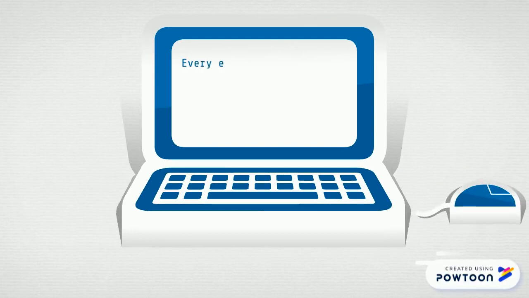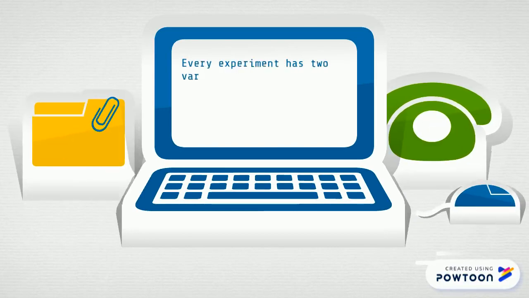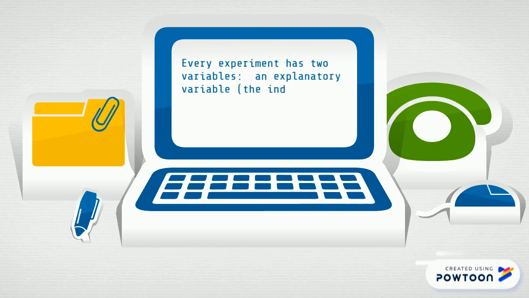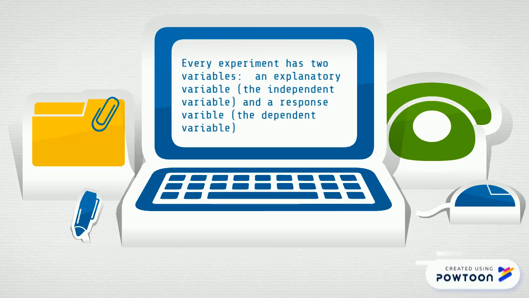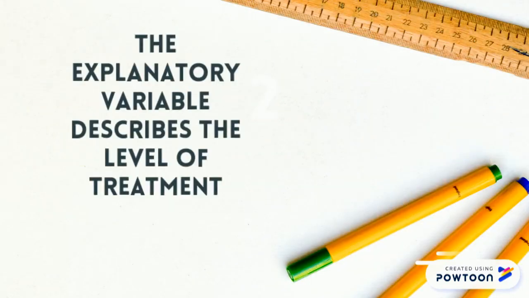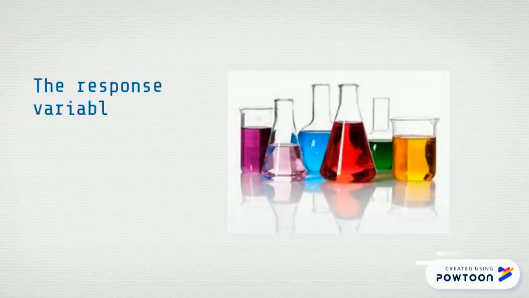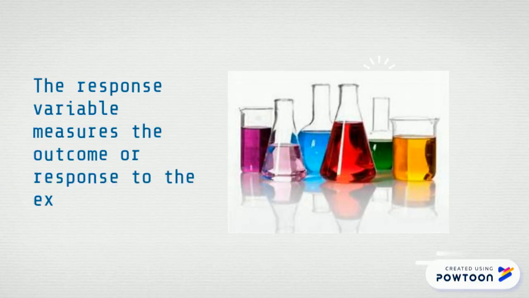Every experiment has two variables, an explanatory variable, which we call the independent variable, and a response variable, which we call the dependent variable. The explanatory variable describes the level of the treatment that we're giving. The response variable measures the outcome or the response to our explanatory variable.